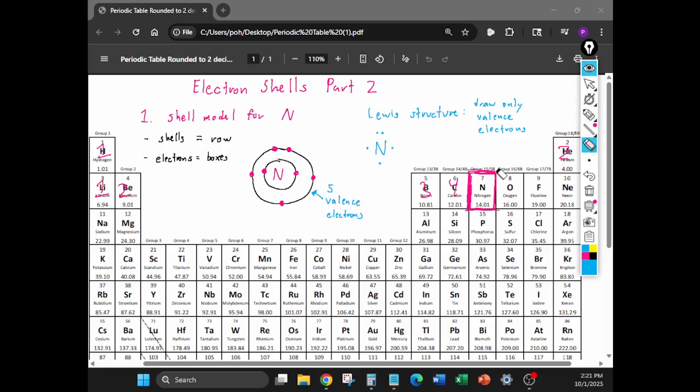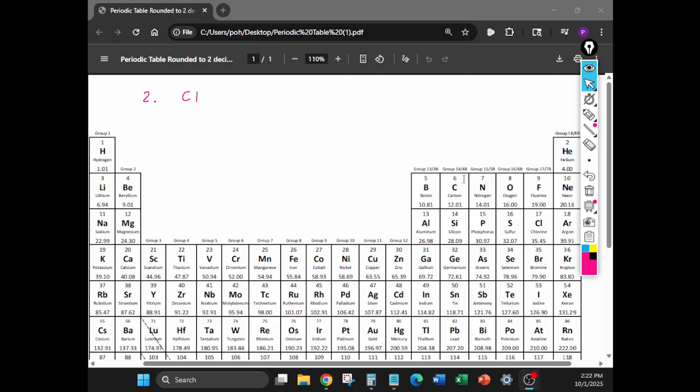And again, it's very easy to find valence electrons. You just count the boxes in the same row the element is in. Nitrogen is in row 2, box 1, 2, 3, 4, 5. And so it has 5 valence electrons.